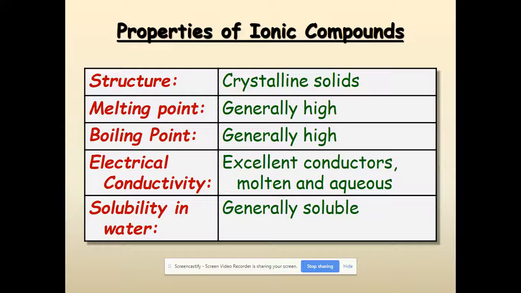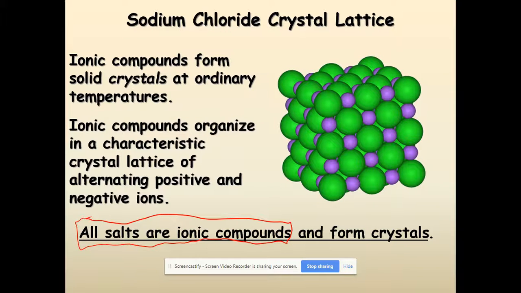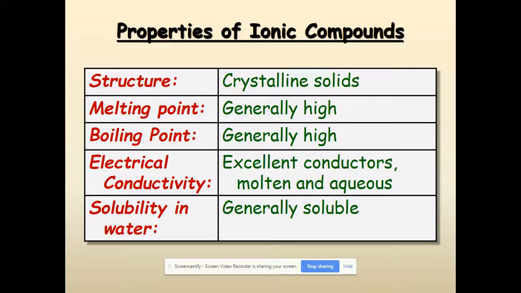Properties of ionic compounds: crystalline solid, just like you saw in the last one, it has a real nice fit-together structure based on the alternating positive and negative ions. Melting point and boiling point are high compared to covalent. So if we had a covalent one over here, it would basically be the opposite of these: no special structure, low melting point, low boiling point, not usually conductive, and not usually soluble in water.